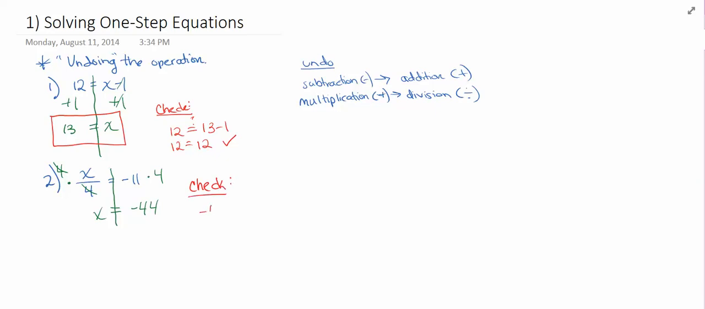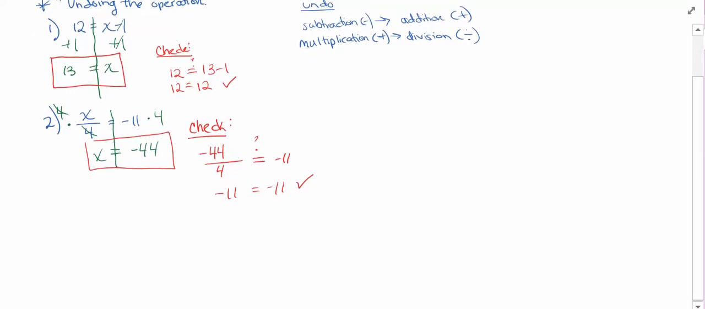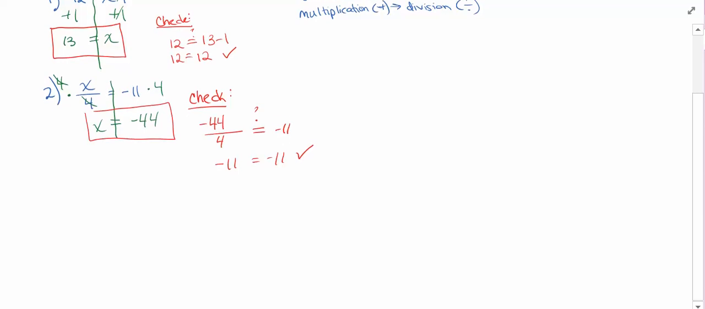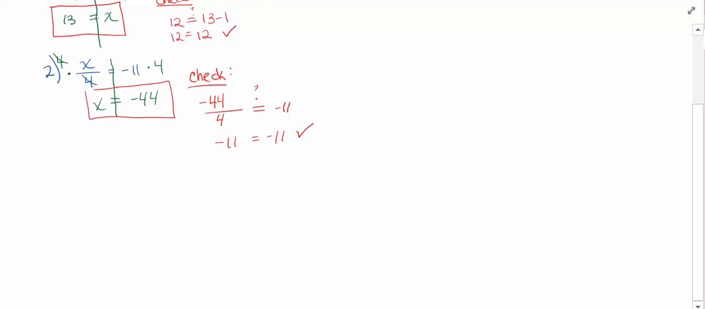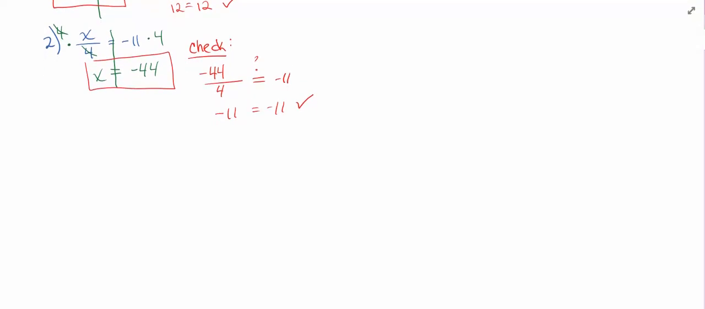Okay, so I'm going to say negative 44, put in the place of x, divided by 4. Does that truly equal negative 11? Negative 44 divided by 4 is negative 11. Therefore, I know that my answer is correct. Okay, so numbers 3 and 4, maybe you want to try them on your own right now and pause this. I'm going to go ahead and go down to number 6. Number 6 is a little bit trickier, so let's look at that one together also.